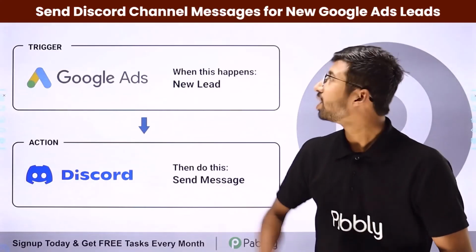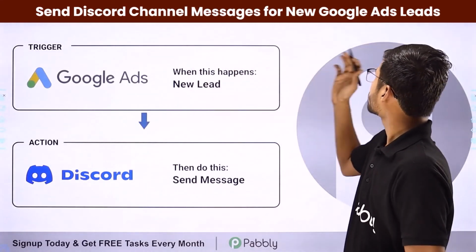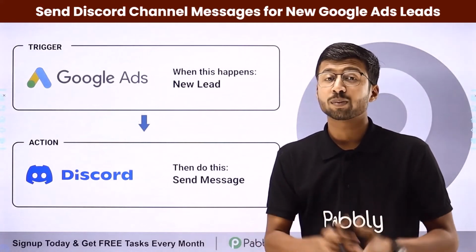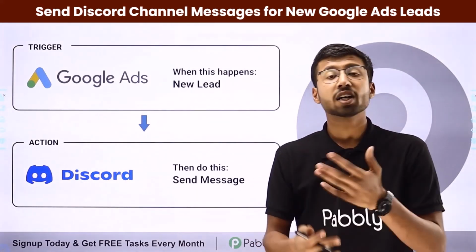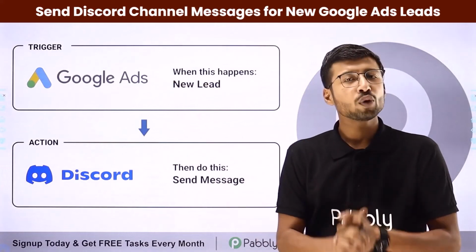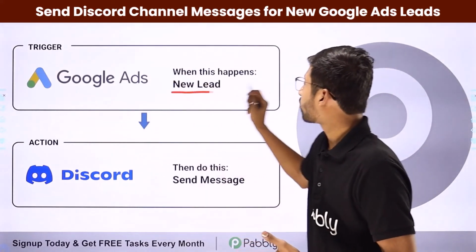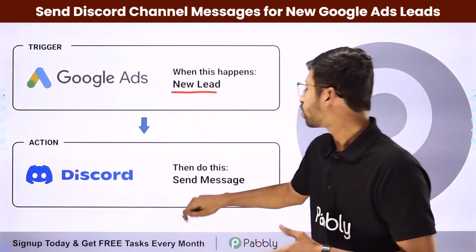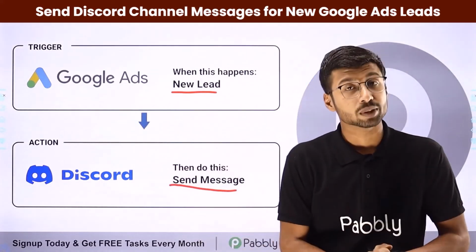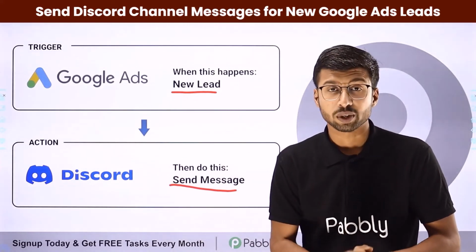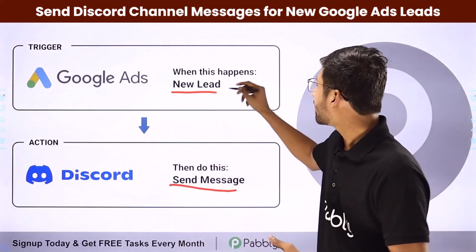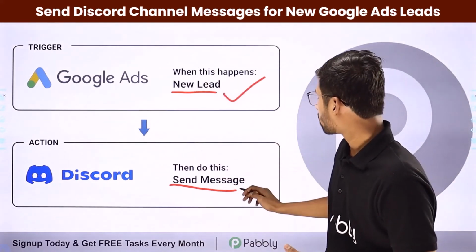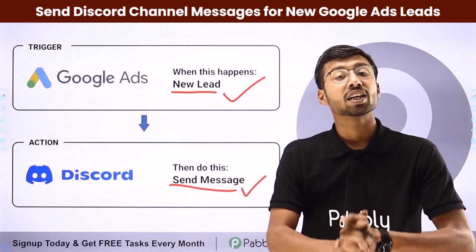So in this video, we will learn how to send Discord channel messages for new Google Ads leads. Now suppose guys, to market your business or product, you are running some Google Ads campaign and you have created a lead form in your Google Ads account. So you want, whenever you receive a new lead from that Google Ad lead form, to send those lead details into your Discord channels and update your team members. Now guys, this process can be automated. So the trigger of this automation will be getting a new lead on our Google Ads, and the action will be sending those lead details on our Discord channel as a message to update our team members.